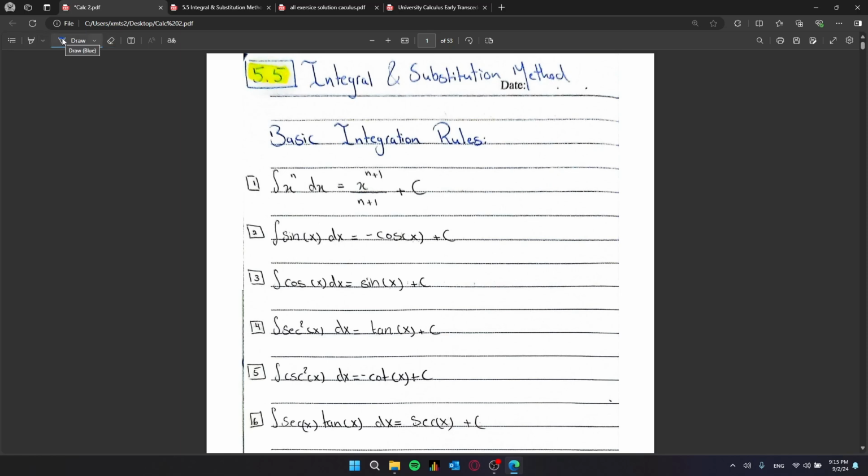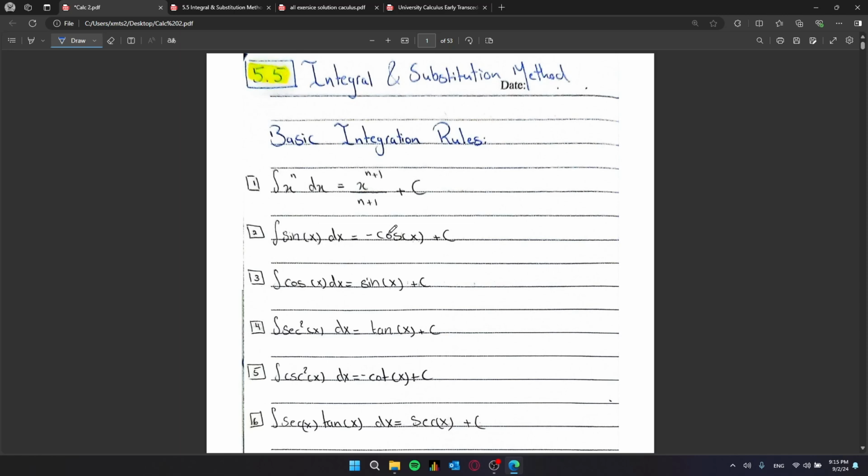Now, to begin with, I'm going to assume that you have a basic understanding of Calculus 1, the integration technique, the differentiation technique, and a good amount of the rules that have been proven in Calculus 1 lectures. So let's start with 5.5, integral and substitution method.